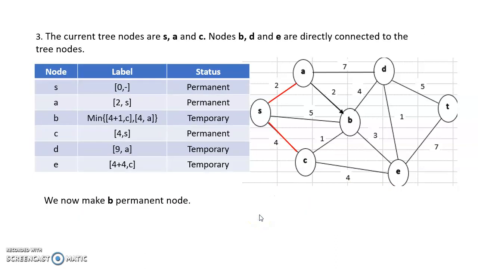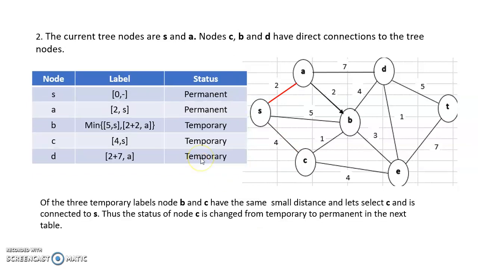Let's check the next table. This is number 2. The current tree nodes are A and S, which are connected using a red line. And the nodes which are having a direct connection to the tree nodes are C, B, and D. Now, these C, B, and D are going to be the current temporary nodes, and we already have two permanent nodes also.